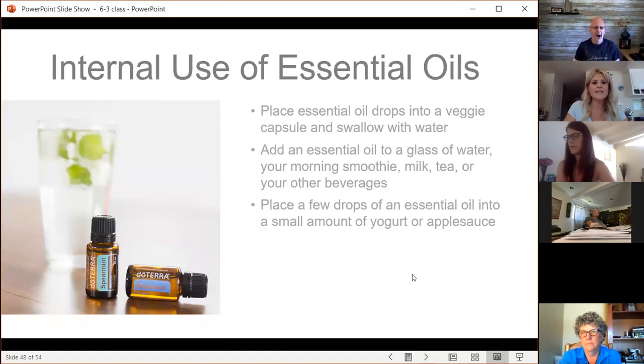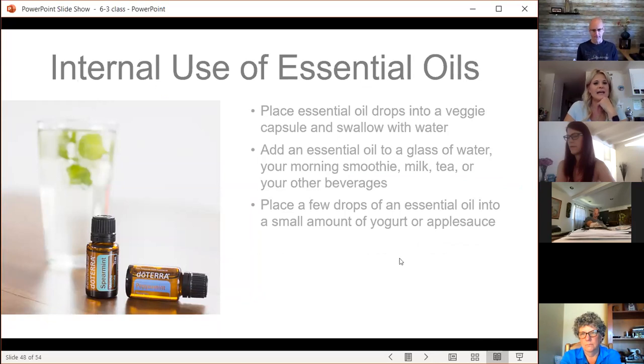So placing oils into a veggie cap, I should have grabbed one, but it's a great way to be able to make a combination. Right now I'm taking thyme and a little bit of peppermint to help support my respiratory system, making sure that I am getting as much immune function support naturally as possible.